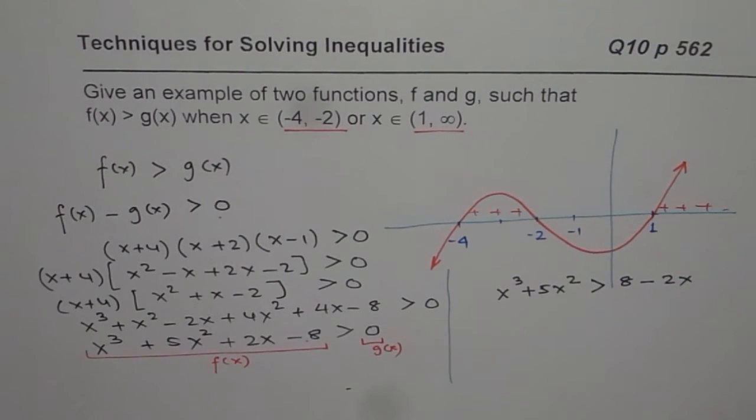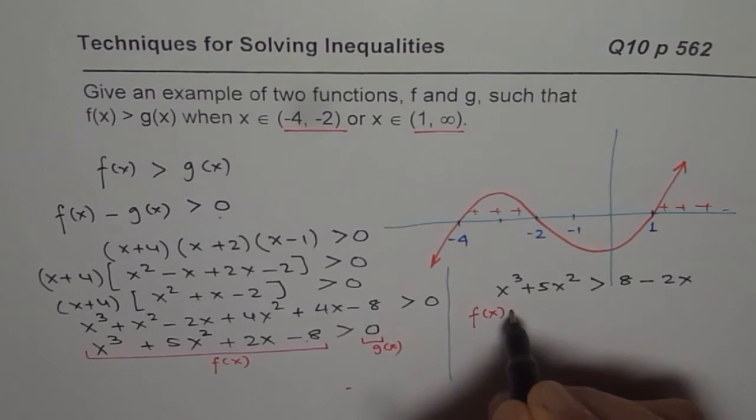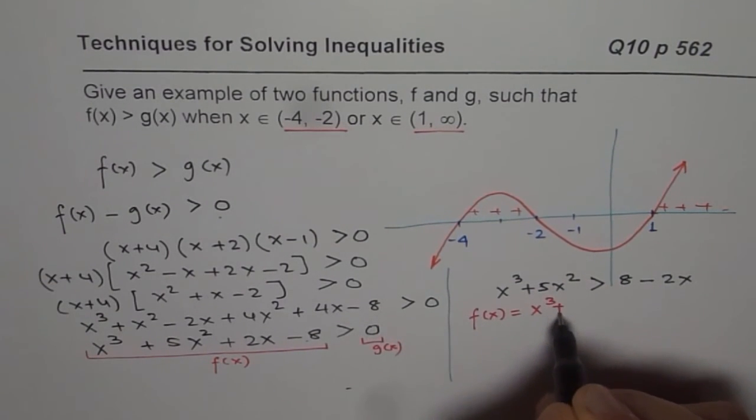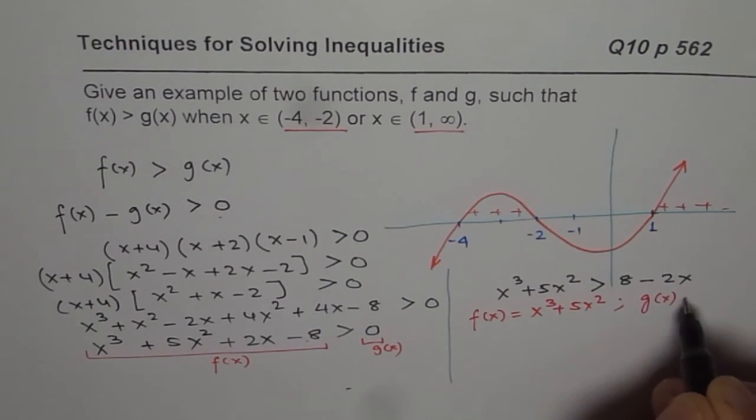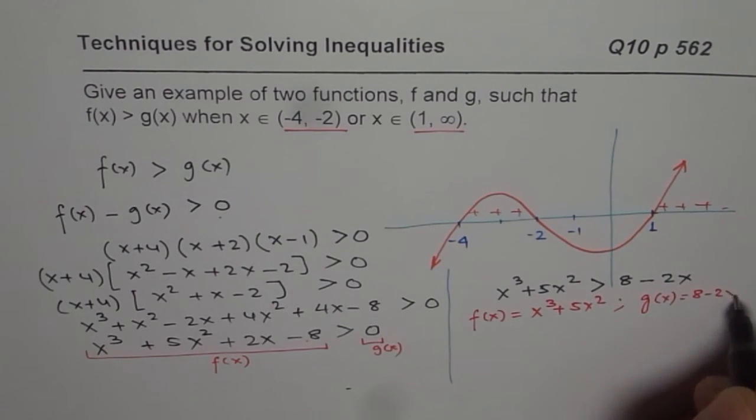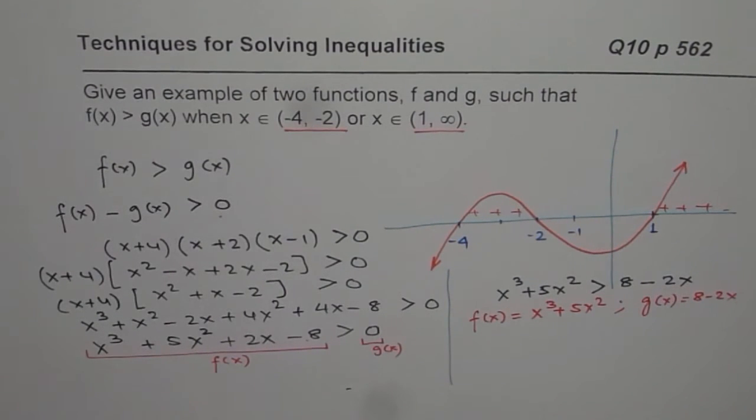And I can also write my answer as, let f of x be equal to x cubed plus 5x squared and g of x be equal to 8 minus 2x. So that could be an alternate answer. There are so many ways of writing the same answer. I hope you understand and appreciate the concept. You could do any combination.